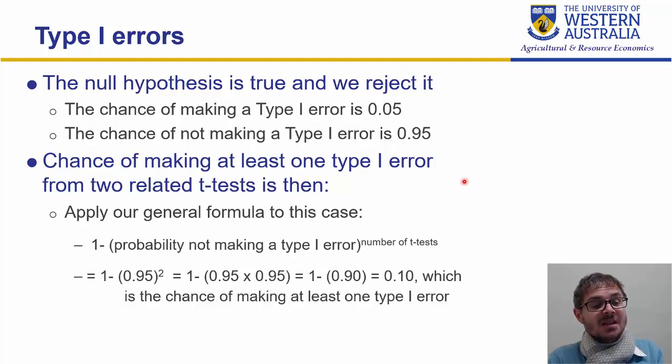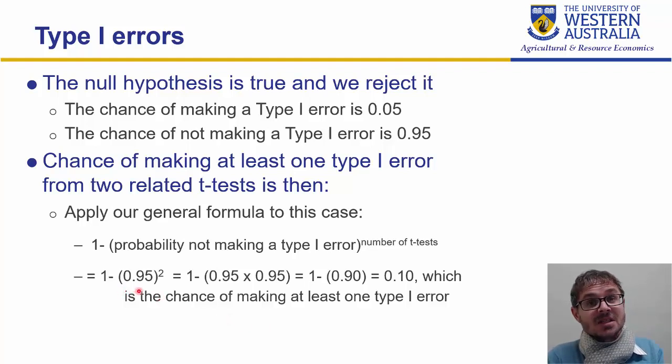So the chance of making at least one type 1 error from 2 related t-tests, we can bring in this formula that we've just seen from probabilities to try and make some sense of what's going on here. For us, instead of what is the chance of not rolling a 6, it is what is the probability of not making a type 1 error. So if we're going to have 2 related t-tests, the probability of at least one type 1 error across those 2 t-tests is 1 minus 0.95.